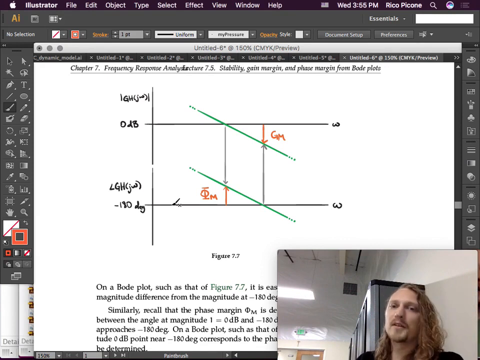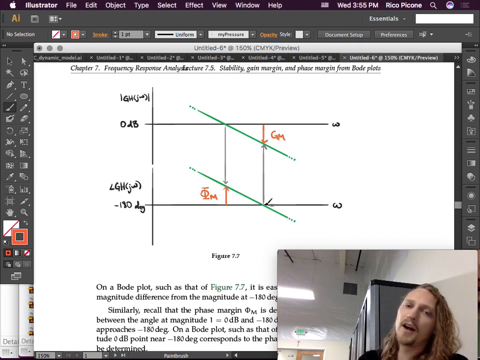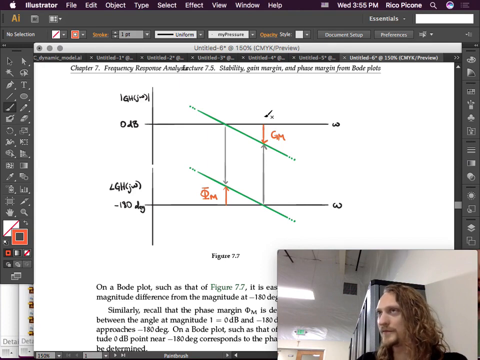So gain margin is found by just going to the negative 180 degree crossing and following it up. And gain margin is defined as positive from 0 dB down to this. So if you end up with a gain margin that goes up, that's a negative gain margin, and your system is unstable. Okay?